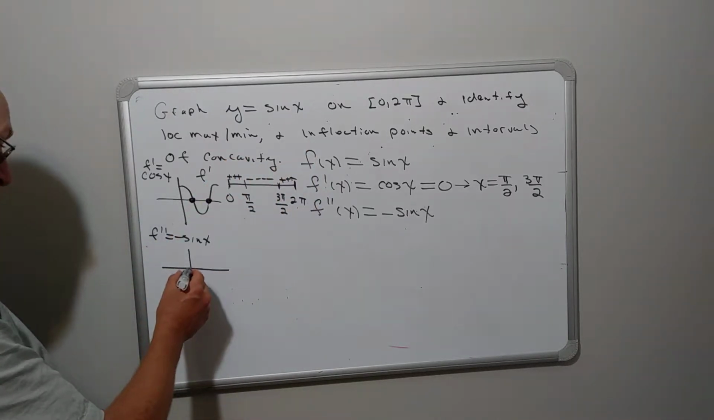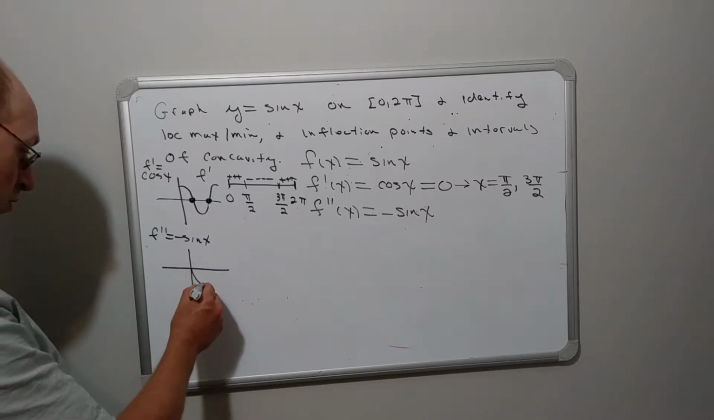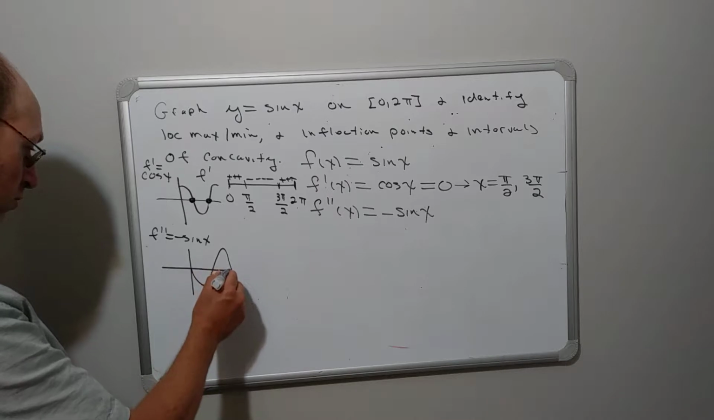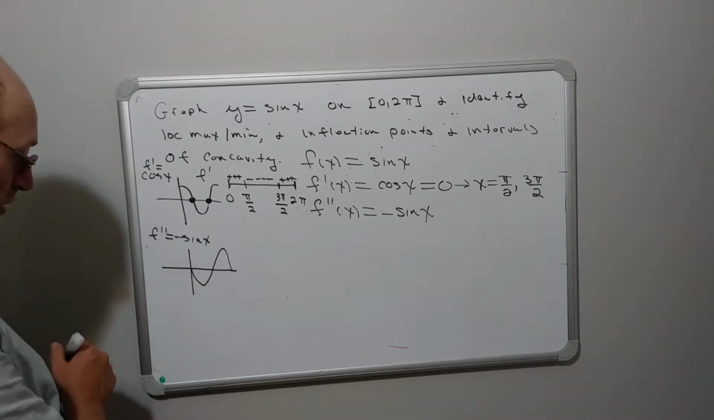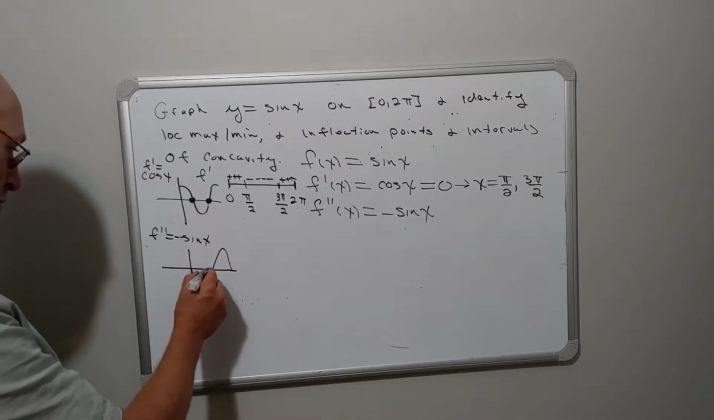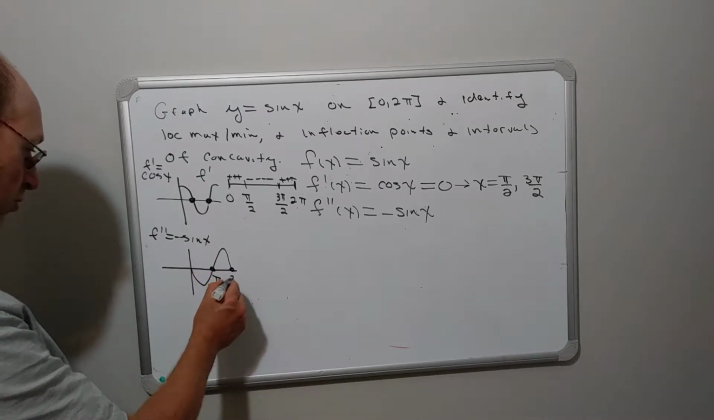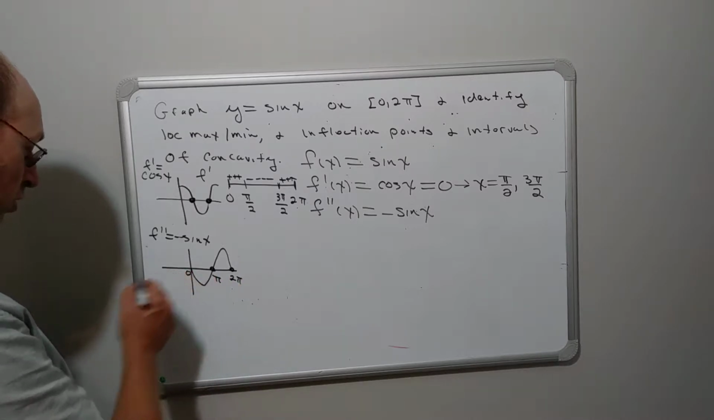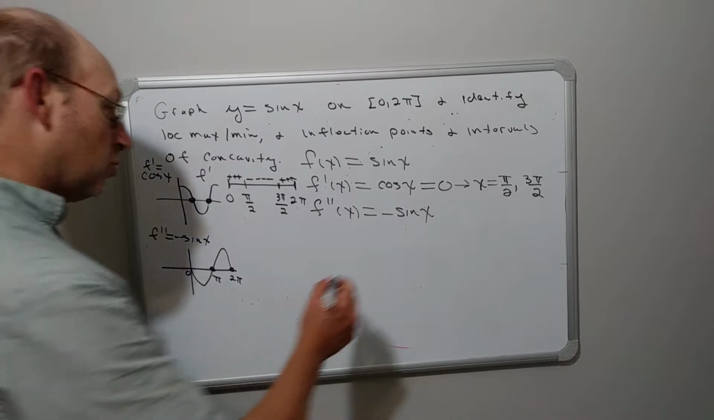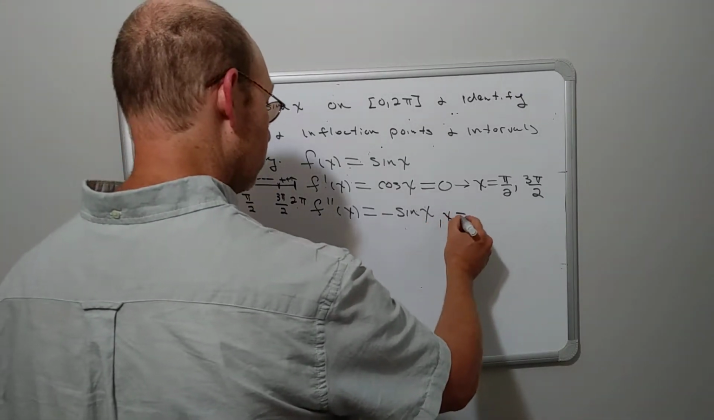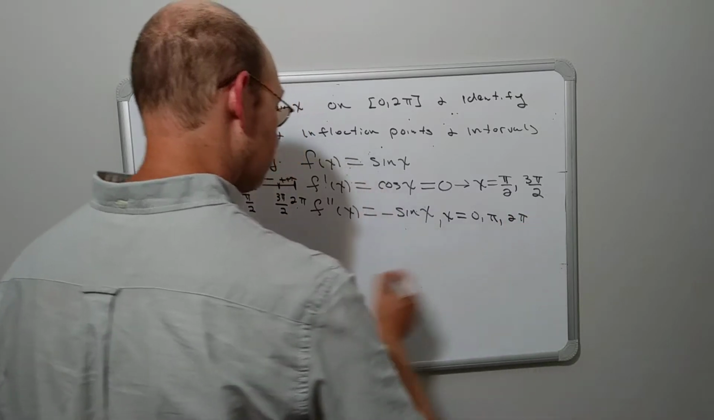So let's see, the sine curve would look something like this. If you flip it over the x-axis, negate the amplitude like that. Well, everybody should know that the zeros occur right there. So the critical numbers are 0, pi, 2 pi.